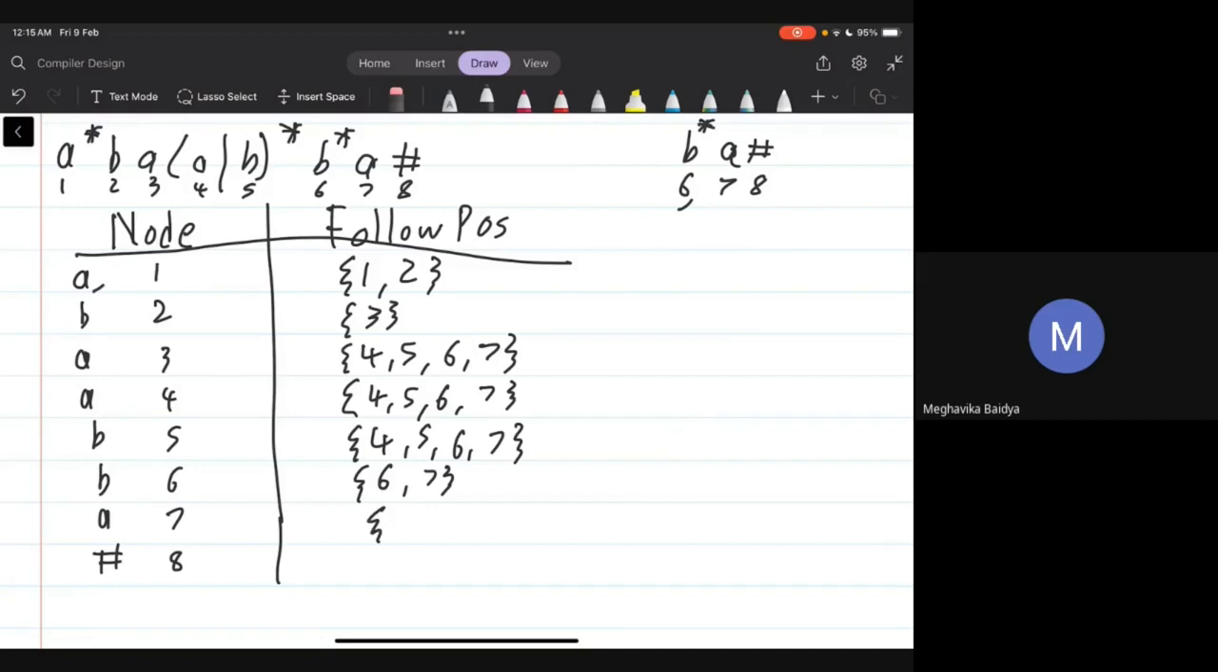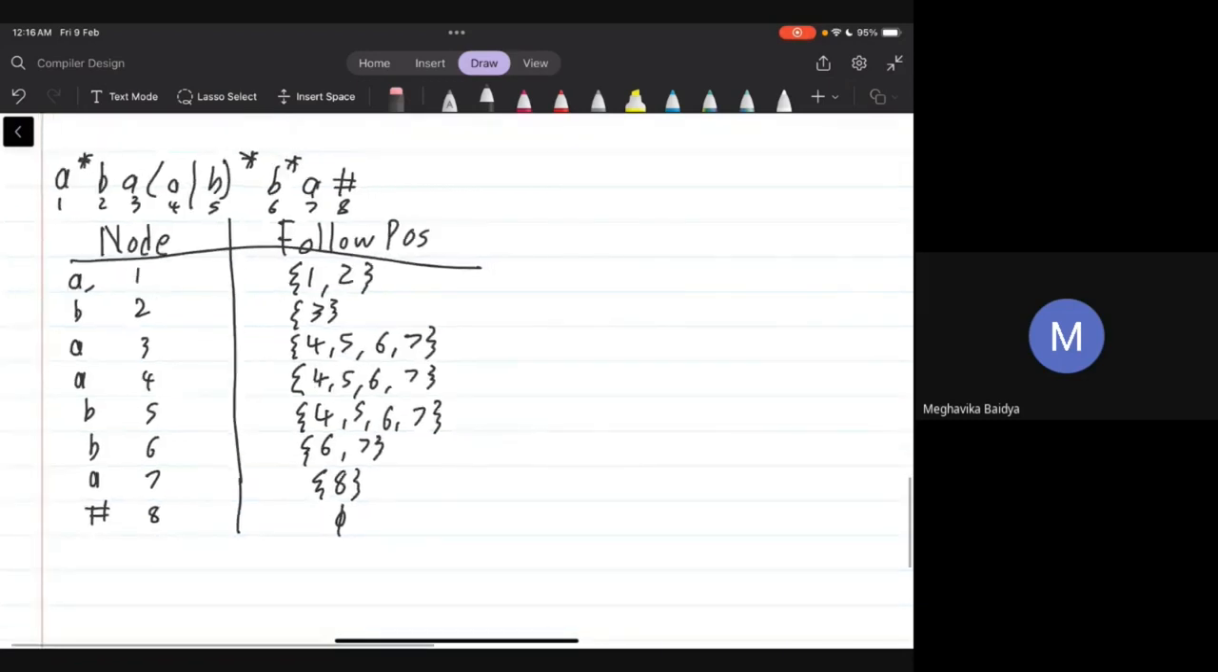And for 7, let's remove this. 7 is always followed by 8. There's no other option. And for 8, there's nothing here. It's empty, so you just write null. Understood. This is your follow pos table. So now from this follow pos table, you're going to derive all the transitions.